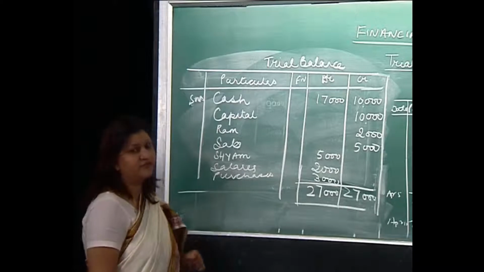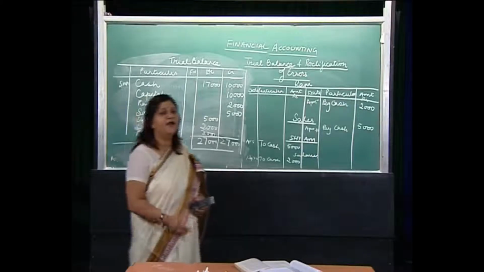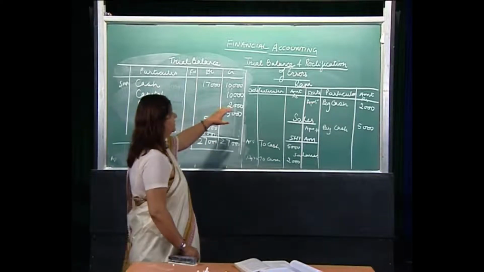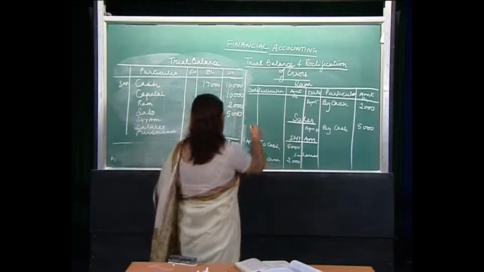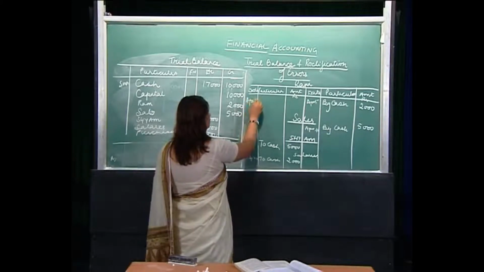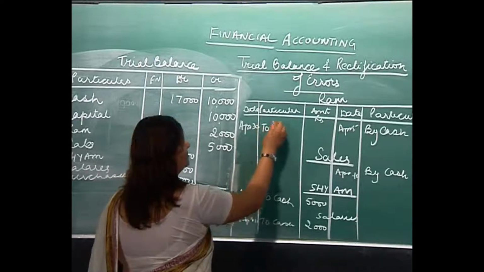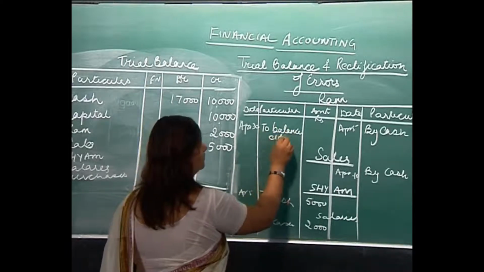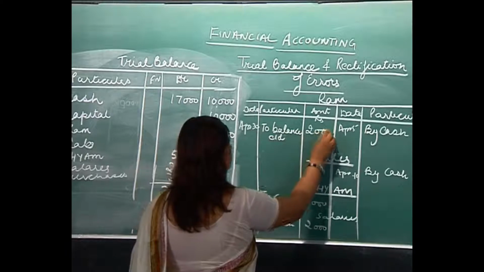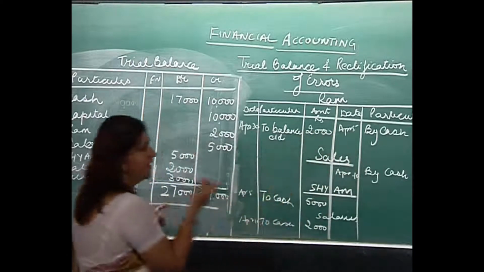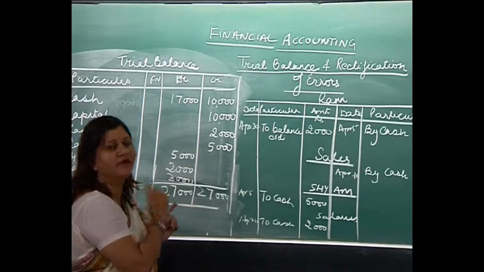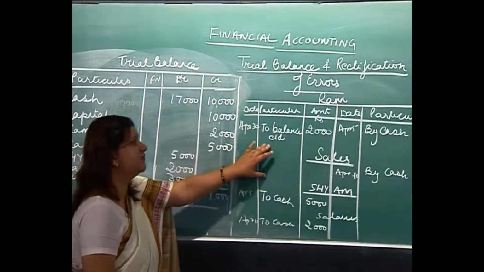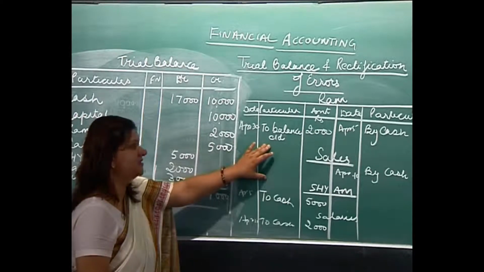Now another method is called the balance method. Under balance method, we are going to do the balances of the account. So here if we see the Ram account, on April 30, we are going to balance it as to balance carried down for 2,000 rupees. When the credit is excess over debit, it's called the credit balance of the ledger account, and it is denominated by the term called to balance carried down.